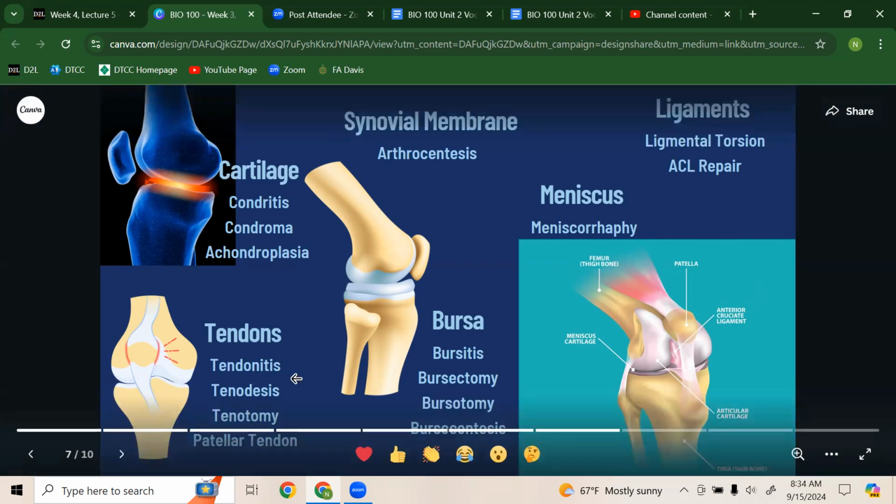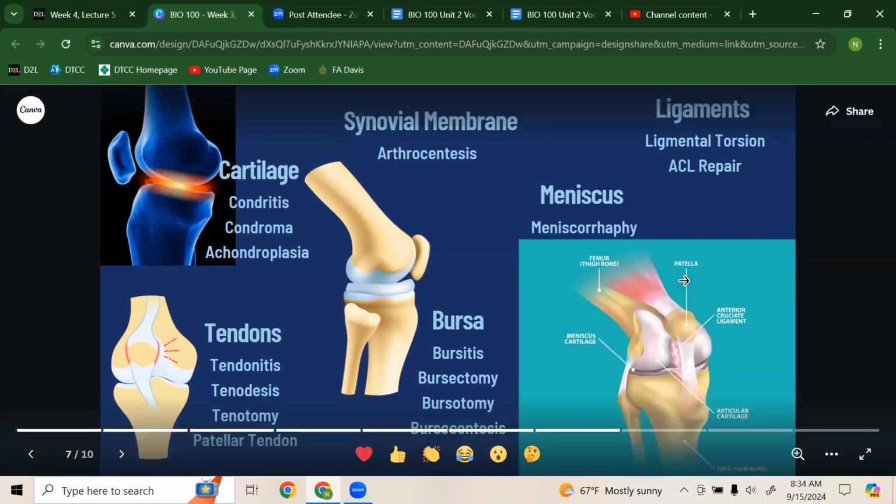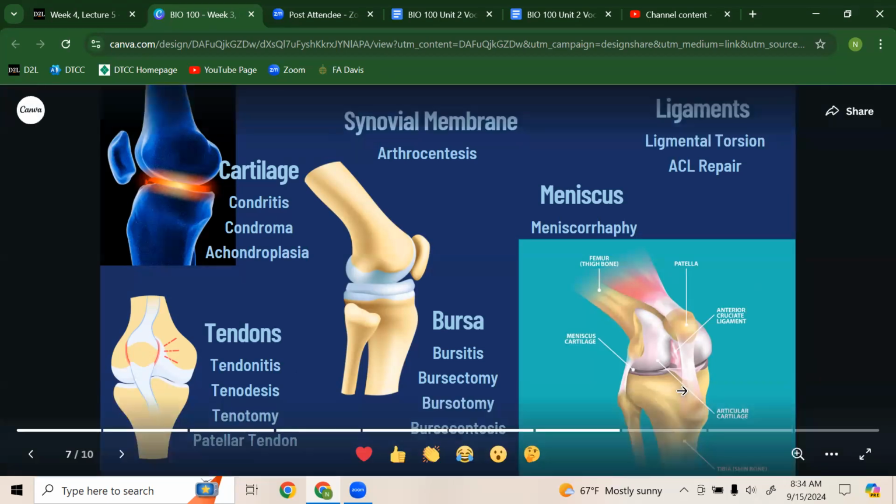So tendinitis, there's our inflammation of the tendon. Tenodesis, that's a surgical fixation of a tendon. A tenotomy, that's a cut into a tendon. So maybe they're having to cut a little piece out that has a tear or is inflamed. And then our patellar tendon is what connects our kneecap to our shin bone and helps our quadriceps move our lower leg. So when your quad squeezes and kicks out, it pulls your leg up, and that force is being distributed through your patellar tendon.